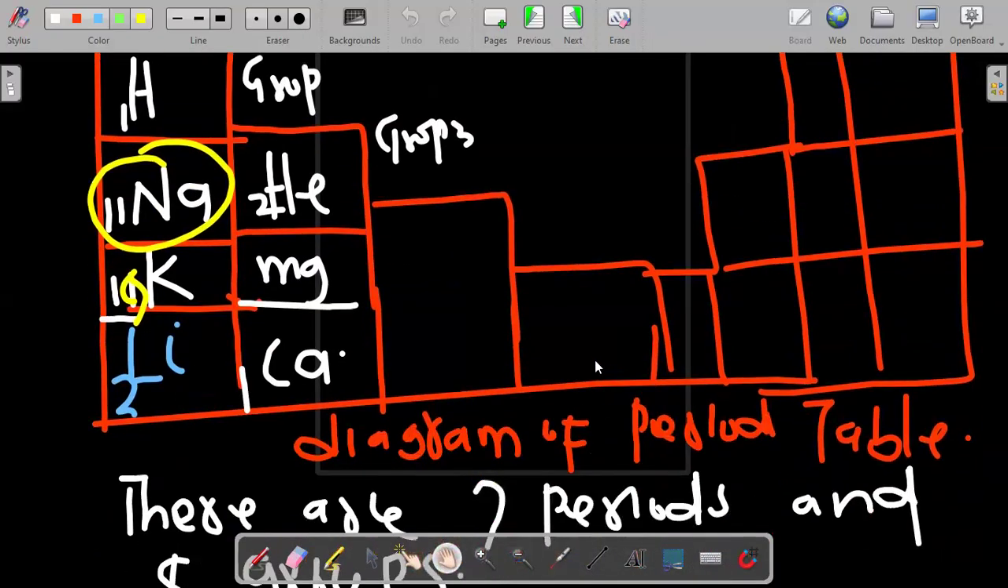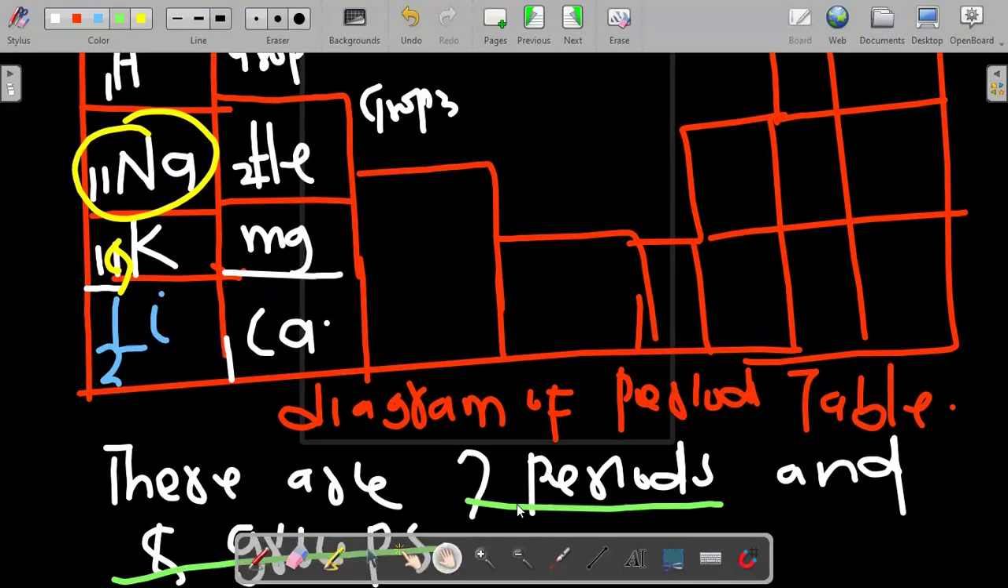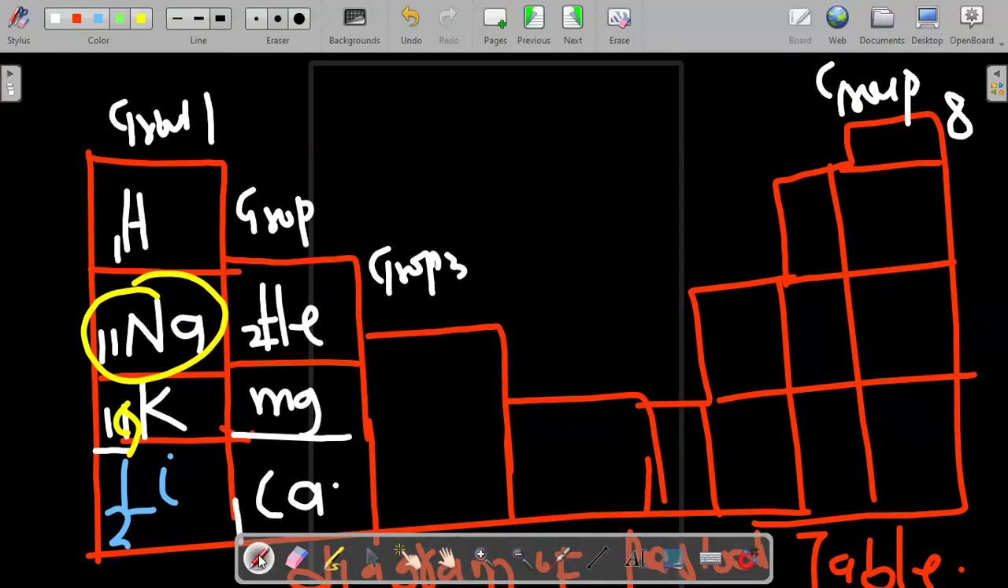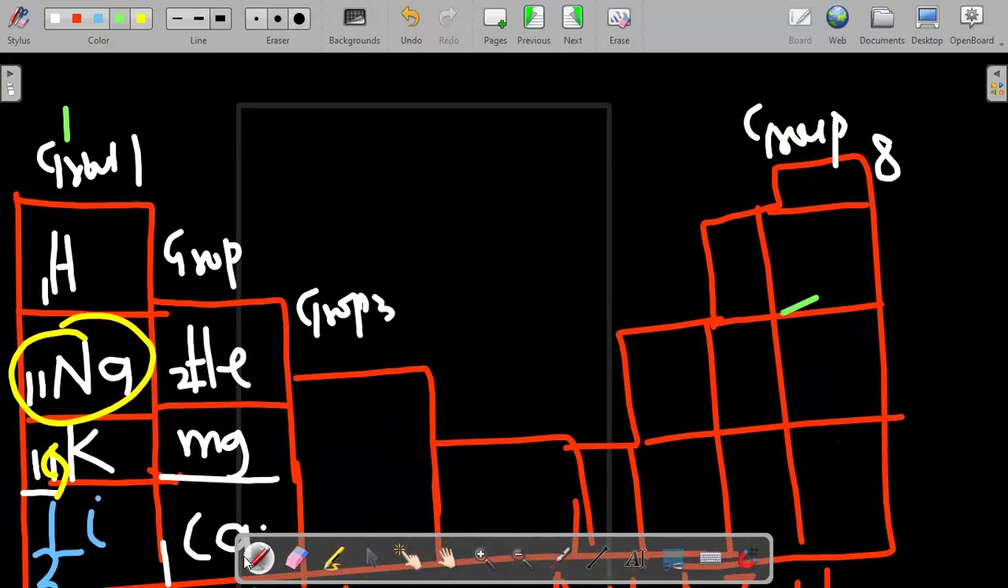The periodic table has 7 periods and 8 groups. What are the groups? The groups start from here. This is group 1 down to group 8. Okay, that is the group. Then this side here is the period. We have from period 1 to period 7. So this is how elements are arranged.